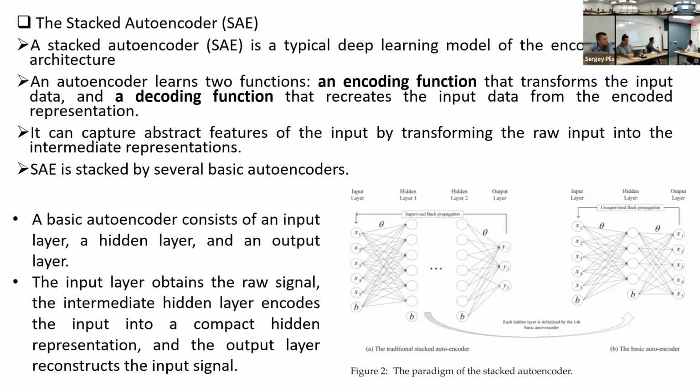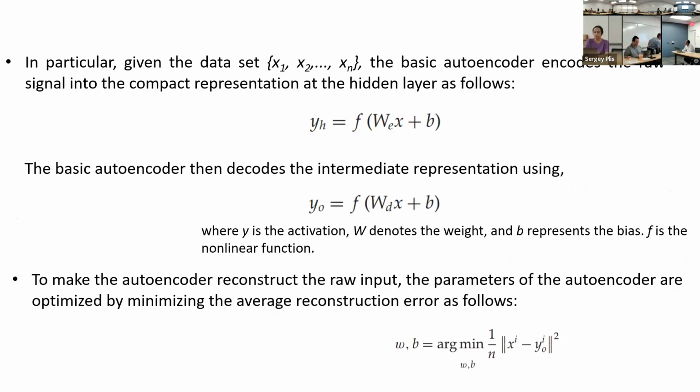This figure is the graphical model of the basic autoencoder and the stacked autoencoder. And here is how the autoencoder is modeled. Given the data x, the basic autoencoder encodes the raw signal into a compact representation in the hidden layer using this expression, and also decodes the intermediate representation using this expression, where y is the reconstruction, W is the weights, b represents the bias, and sigma is the nonlinear function. Then it optimizes the parameters using this error function.